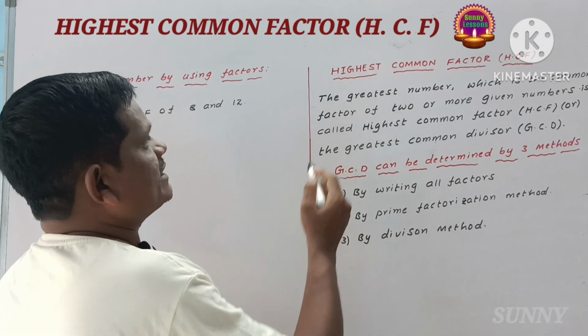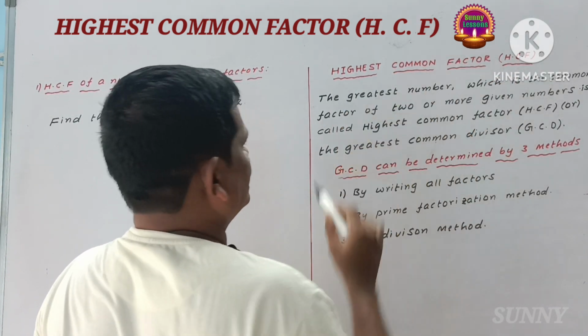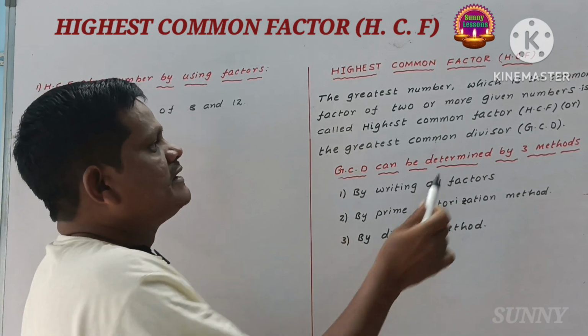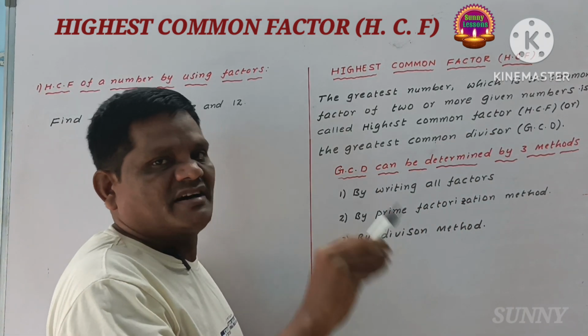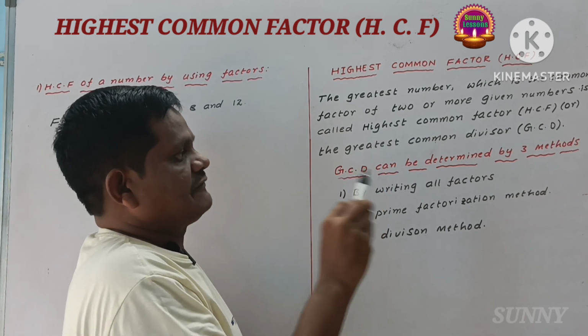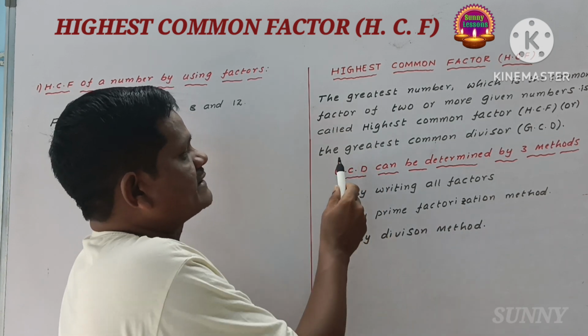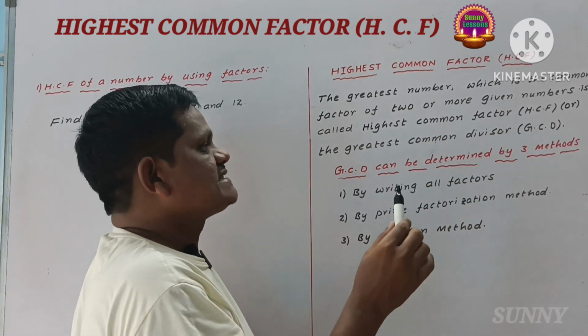First we discuss the highest common factor, that is HCF. The greatest number which is a common factor of two or more numbers is called the highest common factor, HCF. HCF is nothing but the greatest common divisor, that is GCD.